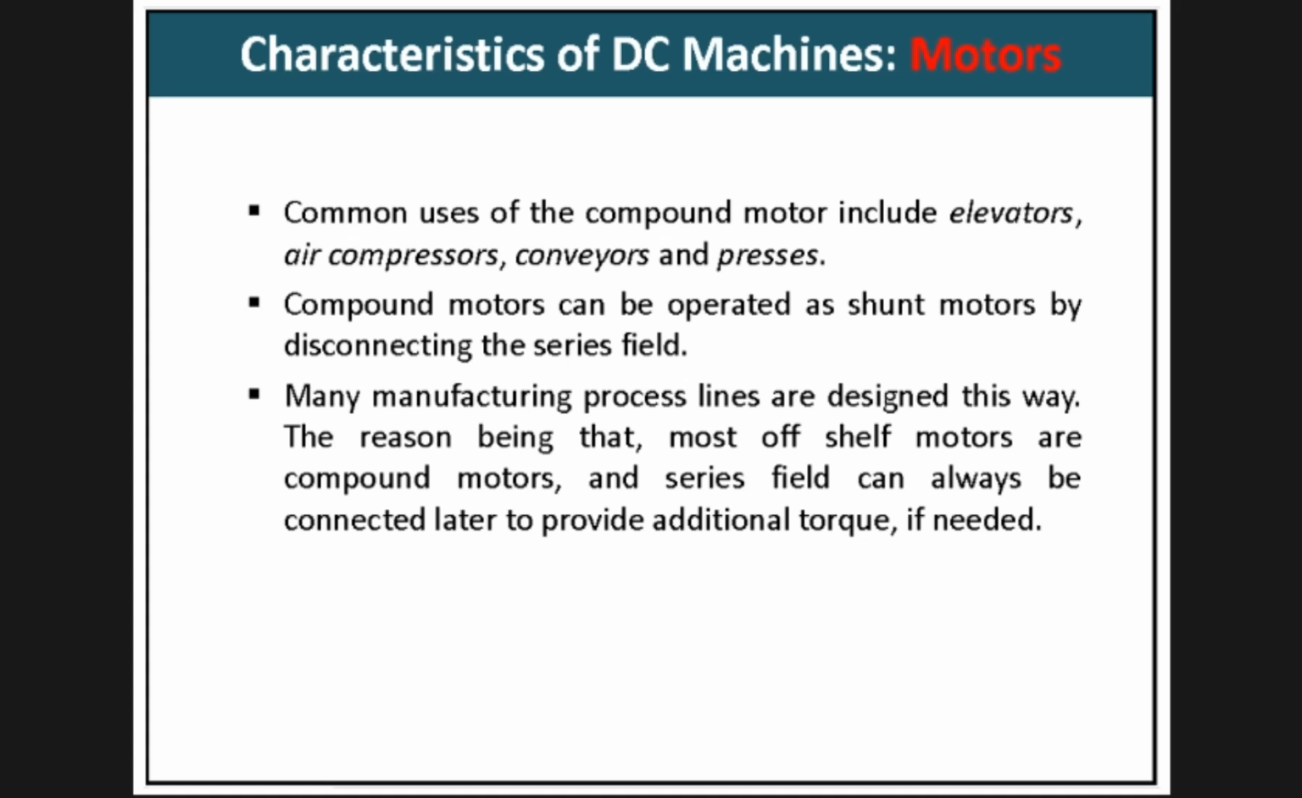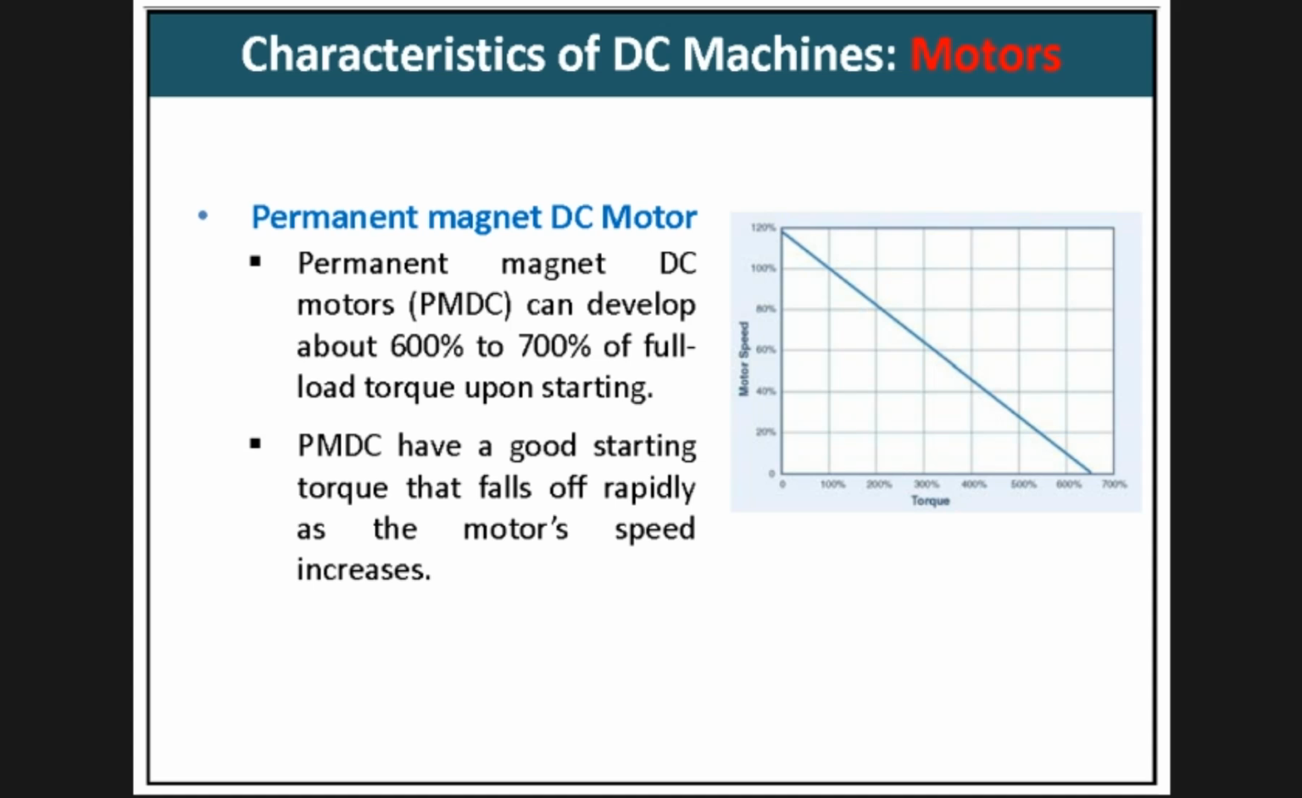The reason being that most off-the-shelf motors are compound motors. What is available in the market are compound motors, and the series field can always be connected later to provide additional torque if needed. And then finally the permanent magnet DC motors, where we haven't discussed how the torque changes with the speed.